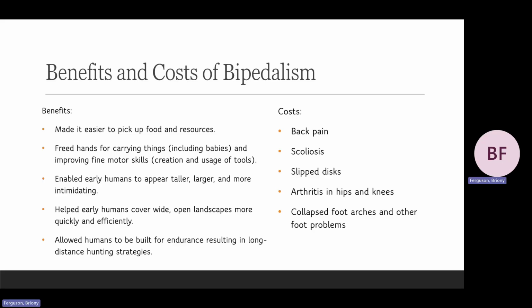Alongside that, it allowed us to be built more for endurance, resulting in long distance hunting strategies. So one of the earliest ways that humans actually hunted was basically by tiring other animals out. Obviously, we're not as quick as a lot of other animals in terms of just straight speed. However, humans are endurance animals. We are actually very optimally built for endurance, and part of our brain size is to do with that as well.